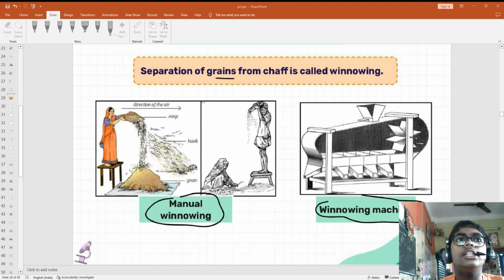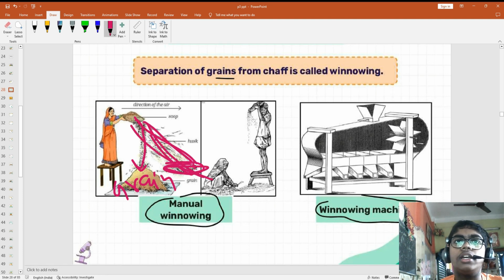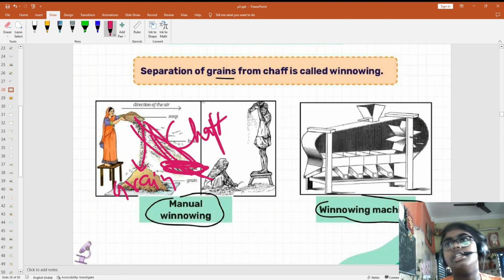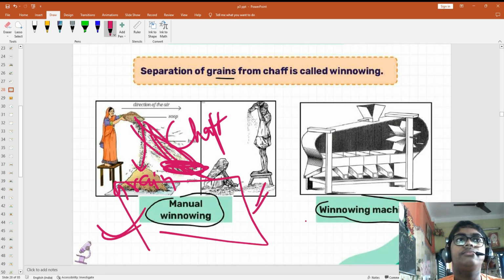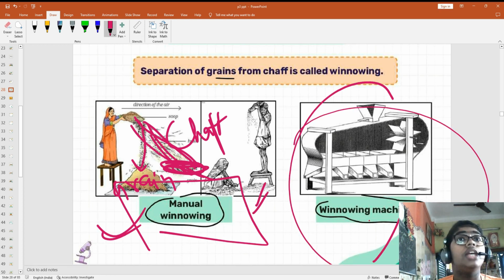Winnowing can be done like this. Manual winnowing. See this picture. This picture is very important. See, here the grains are dropping, right? But all the chaff is flowing here. You can call it husk also. Yes. See, this is manual winnowing, and this is a winnowing machine.